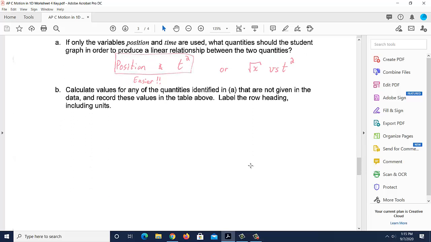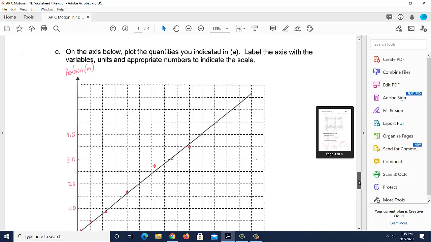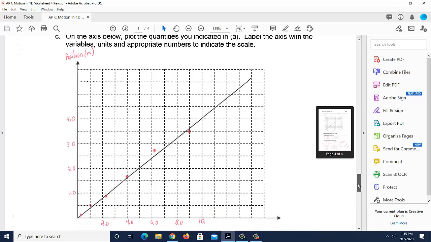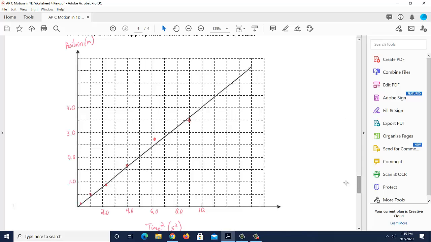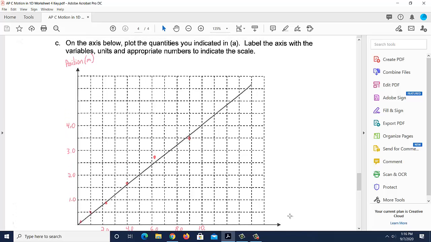Now we get to the fun part. Here we go. Graph. So notice here, I have labeled the axes with units. Silly point to give away. I've put position on the vertical and time squared on the horizontal, because that's what makes the most sense if we're going to do the rest of the problem later.